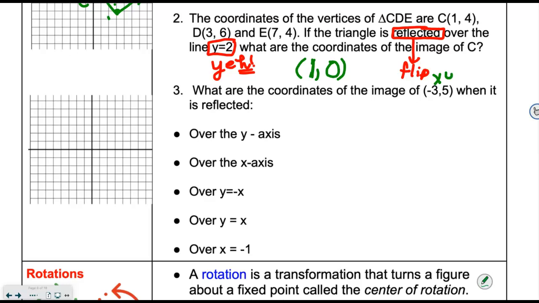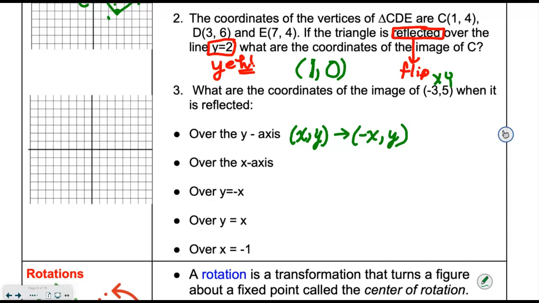All right, and last in my review, it says, what are the coordinates of the image of -3, 5, this is my x, this is my y, when we are reflected over the y-axis? And now this is where we use those rules that we wrote down in our section for 9.2. When we flip over the y-axis, we have a rule on the previous page that says we get sent to the opposite of x, comma, y. You don't really need to go plot it.